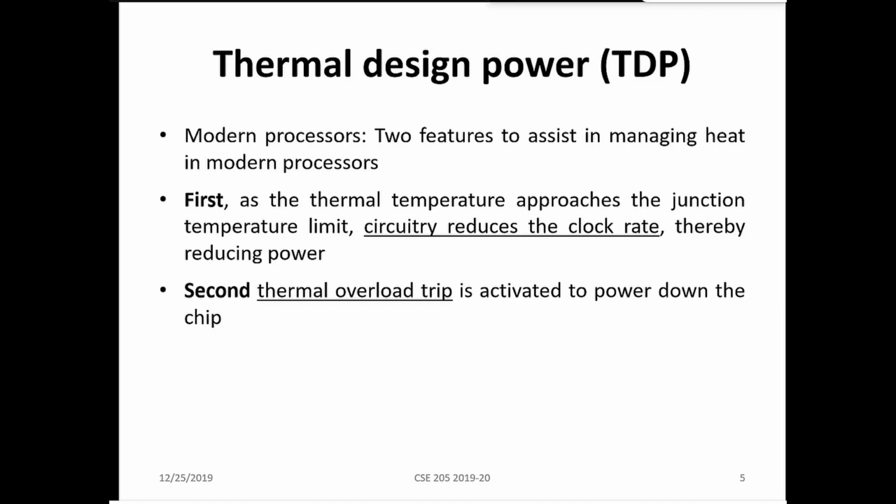So how has it to be done? How to manage the heat in modern processors? They go for two things. One is, they have circuitry which reduces the clock rate. If the thermal temperature has increased, automatically there is circuitry which reduces the clock rate. What is the clock rate? The speed at which the processor is running. When the processor is running at speed, at that time only your heat gets dissipated.